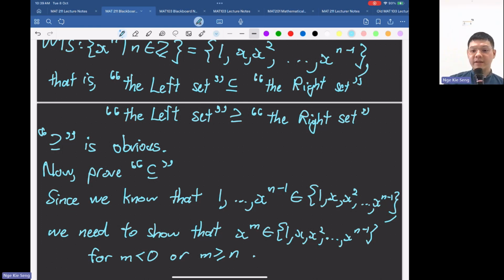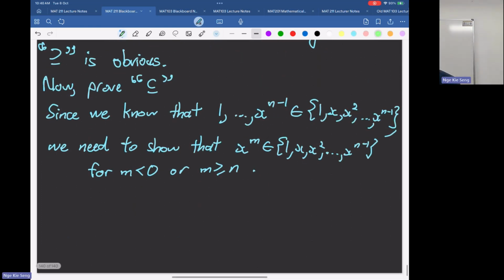So let's think about how we settle these cases. Other than settling x to the power n equals 1, do you know how to settle some other number? For example, x inverse, x to the minus 1. Do you know how to settle it? What does x to the minus 1 do? Okay, let's do some working here.